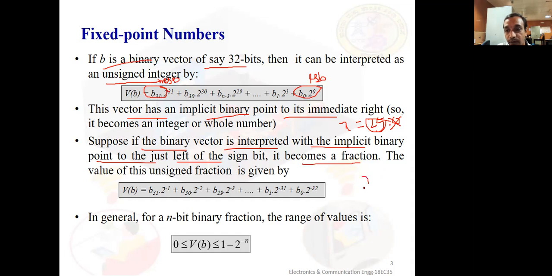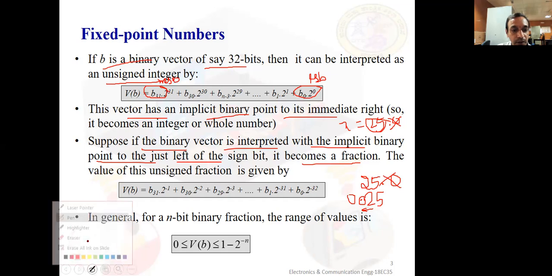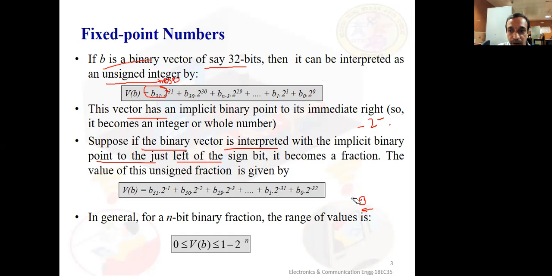So, for example, 25.0 has the point to the right of this bit, right? Whereas 0.25 is a fraction. We know that, right? That means if the decimal point or the binary point is moved towards the left of the MSB, then it is a fraction. If it is to the right, then it is a whole number or an integer. Okay. So this concept is to be known very well to understand the floating point number concept later.